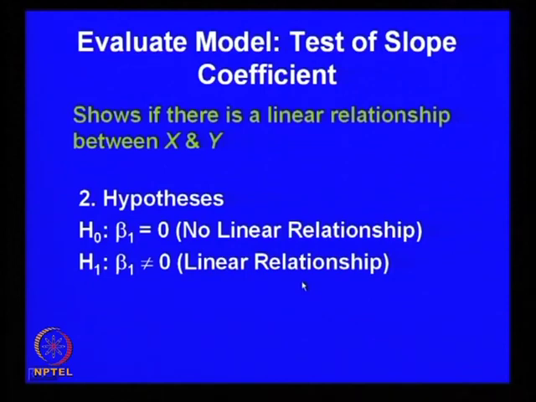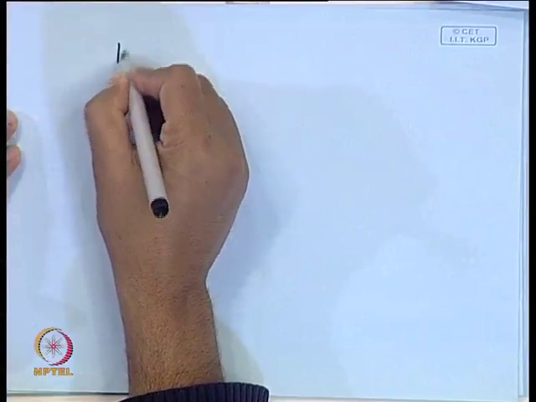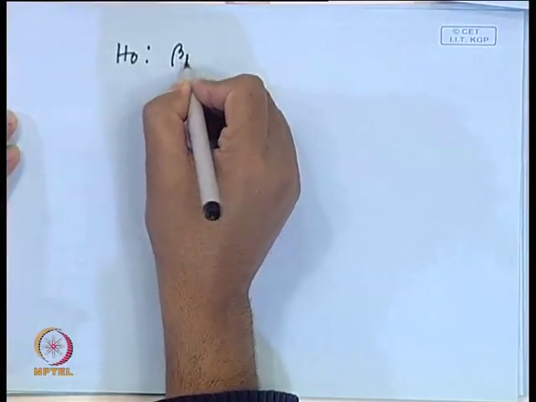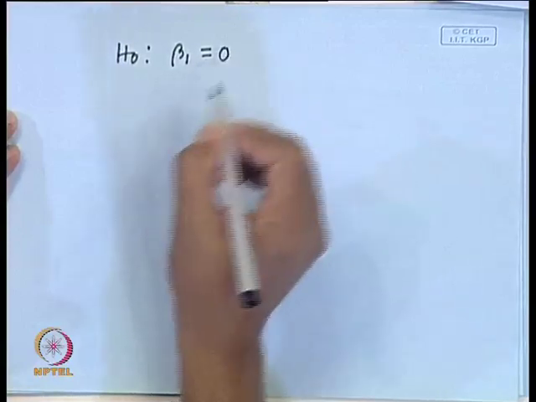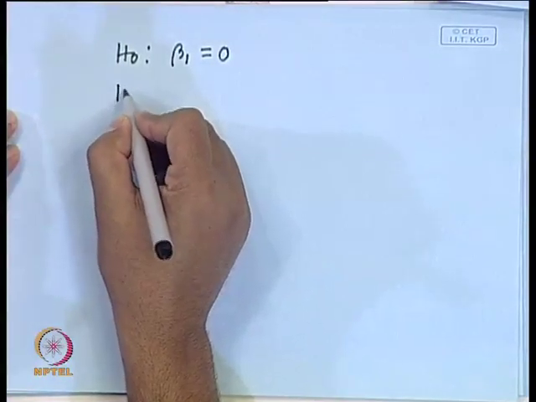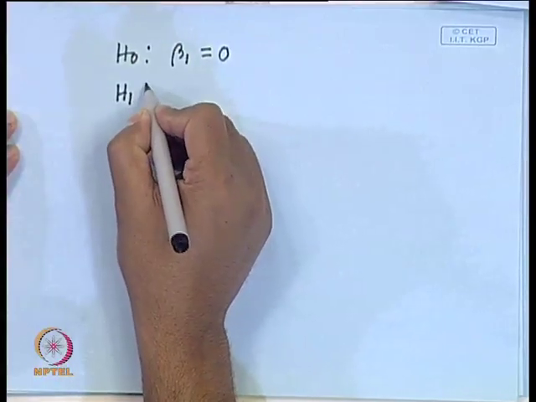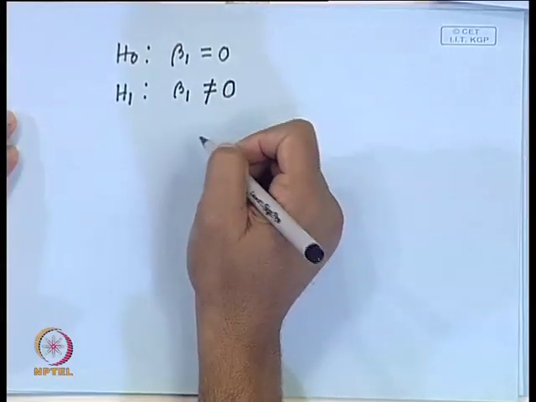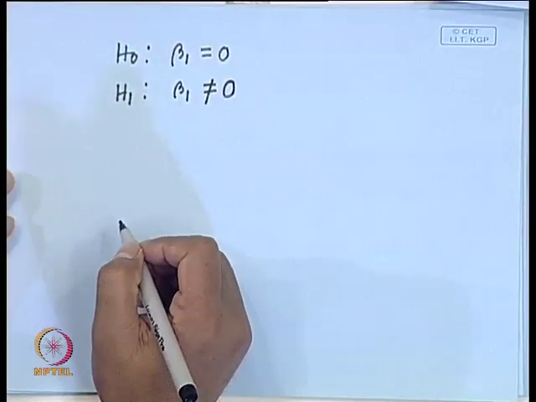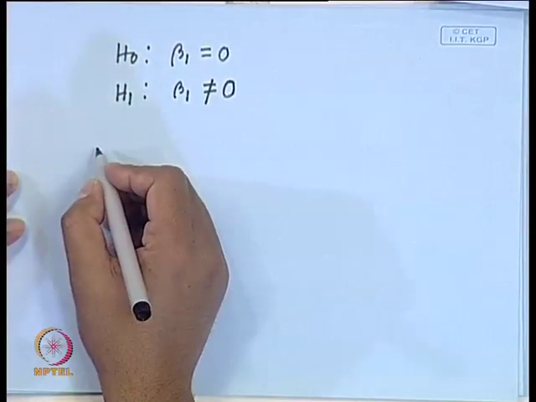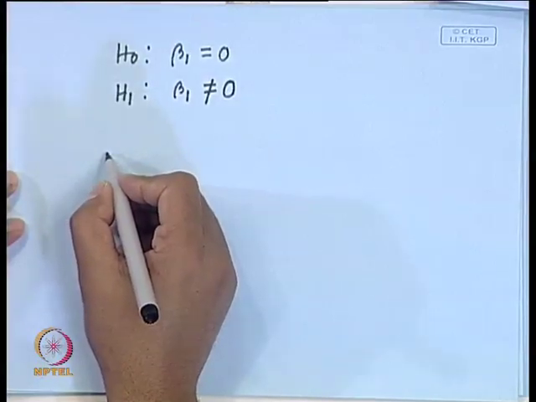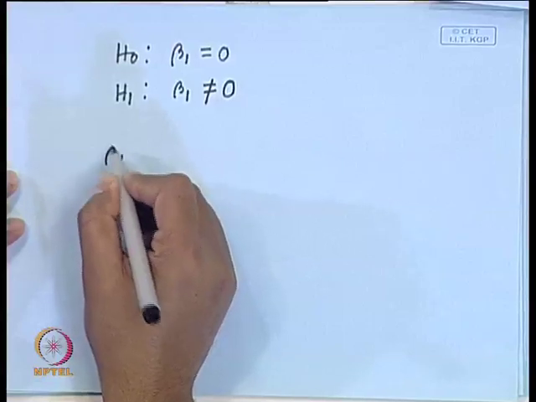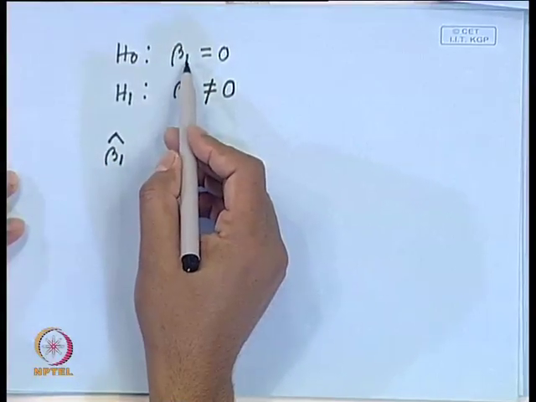We have to compute the value of the test statistic, and here to test this hypothesis H naught, beta 1 equal to 0, against the alternative hypothesis H 1, beta 1 not equal to 0, the test statistic here is beta 1 hat, which is an estimator of beta 1.